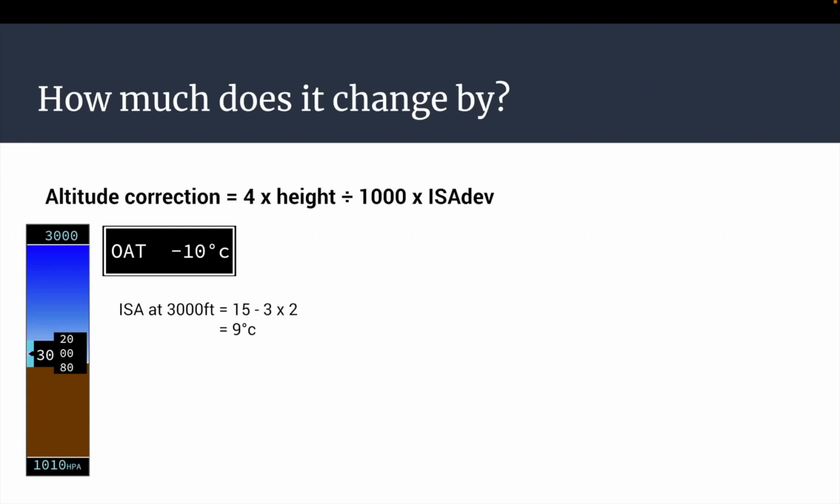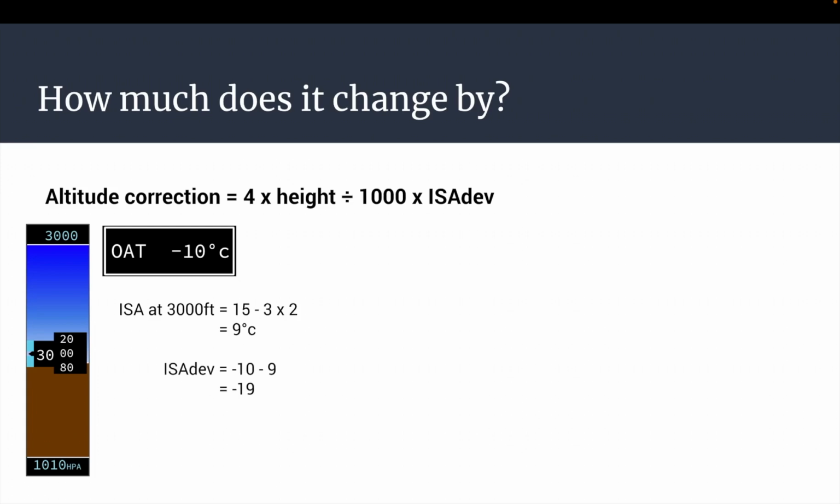But the reality is different. The reality is that the OAT in this scenario is negative 10 degrees Celsius. So ISA deviation is the difference between those two numbers. It's the difference between ISA 9 and OAT minus 10. So we do minus 10 minus 9 because we're getting a difference, and we get minus 19. So the ISA deviation is minus 19.